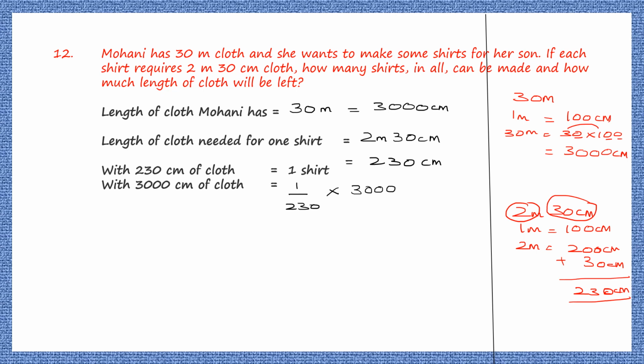Now where did we get all this? 230 is 230 centimeters for one shirt. Now 3000 is 3000 centimeters of cloth that Mohani had in the beginning. So now we have to do this calculation. Let's cancel what we can. I can cancel this 0 and this 0. So now we have 1 into 300. The numerator 1 into 300 is 300, and in the denominator we have 23. So now we have to divide 300 by 23.